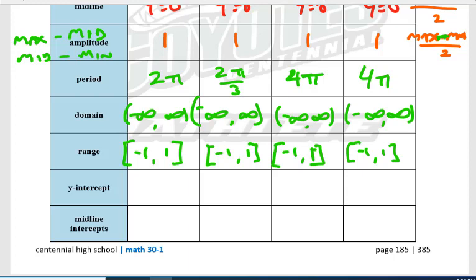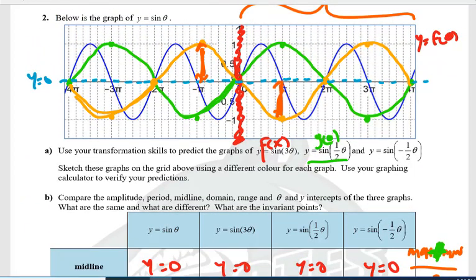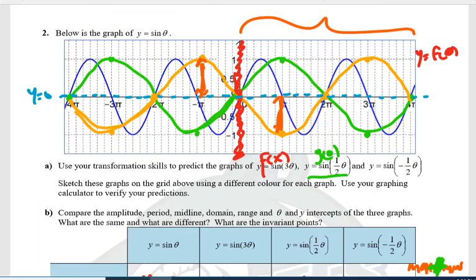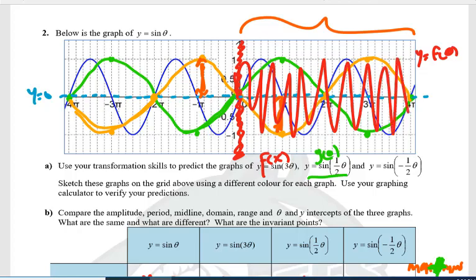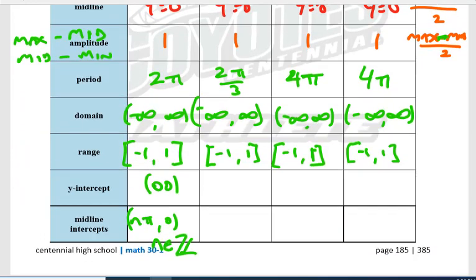Your y-intercept ends up being, with all of these, just (0, 0). Your midline intercepts, that is now going to change between these three things. Our midline intercept for the original was every pi. So we're going to call this n times pi, comma 0, where n is an integer. But this is where this gets a little bit tricky. I erased this graph. Remember the red one? What was happening with that graph? That was a horizontal stretch, factor of 1/3.